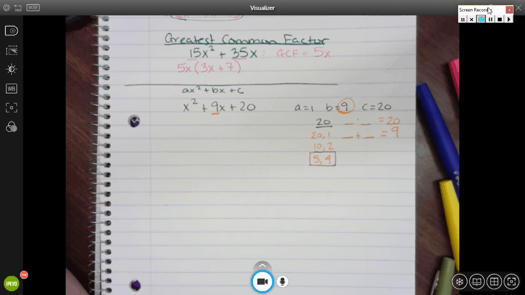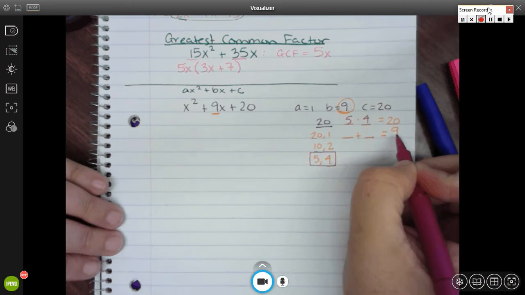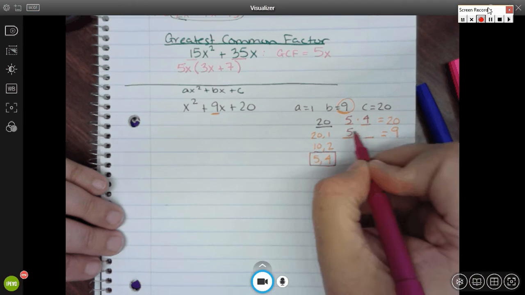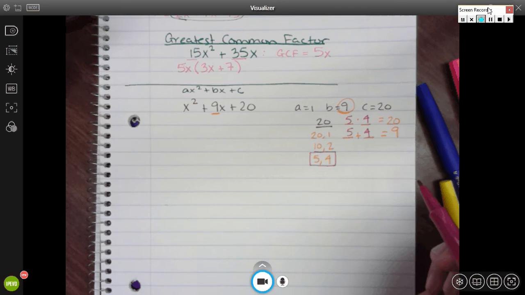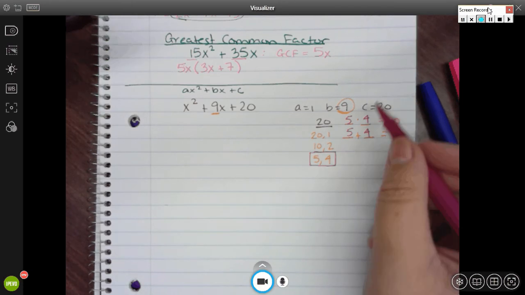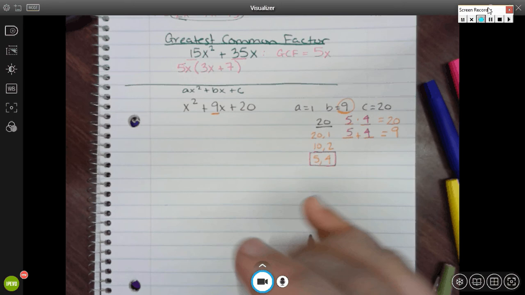5 and 4. 5 times 4 gives you 20, and 5 plus 4 is 9. Okay, so there it is. The better you get with this, the more practice you do, you won't have to list them all out here. You may not have to list this over here. You'll start to pick up on these factors fairly quickly.